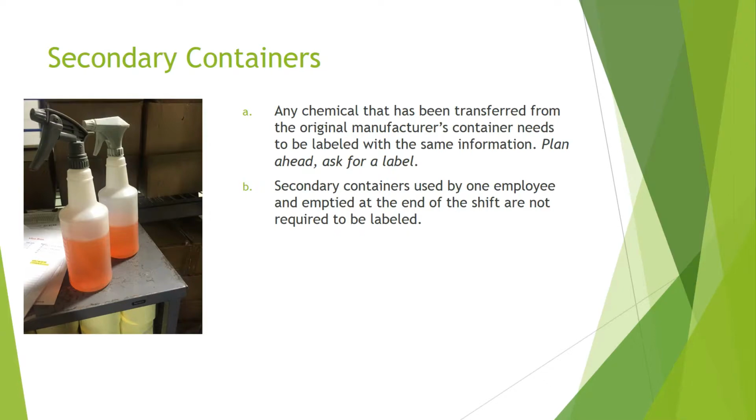Secondary containers are any containers that have chemical that has been transferred from the original manufacturer's container. These containers need to be labeled with the same information as the primary container. Plan ahead and ask for a label. However, secondary containers used by one employee and emptied at the end of the shift are not required to be labeled. You do not want to leave an unlabeled container unattended. Another employee could grab it by mistake and put others at risk due to the improper use of a chemical.